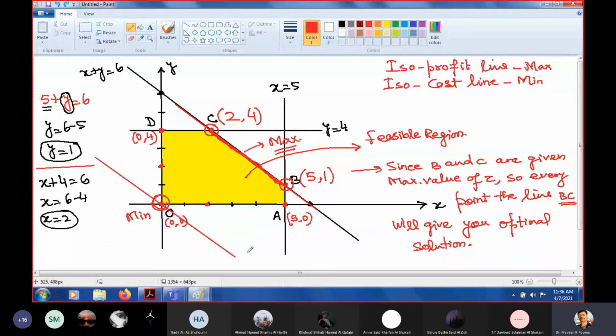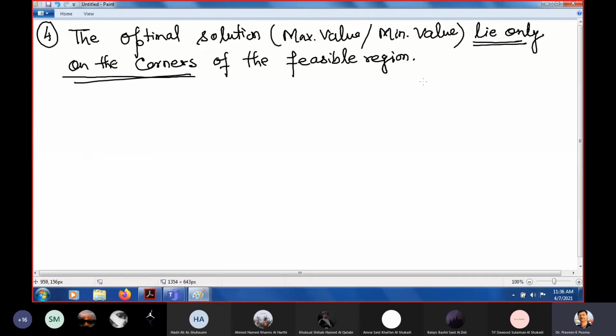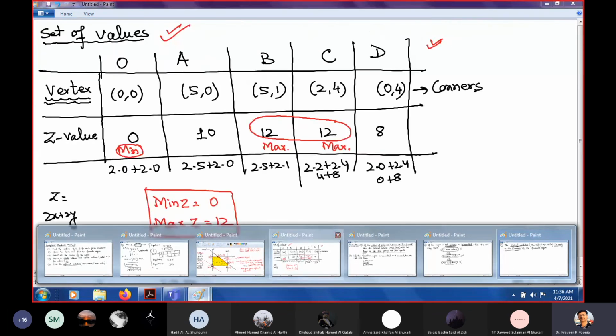You can understand this with this example. I told you, the maximum value or minimum value. You can take any number of points. You take these points and find the value of Z. None of these points will give you the maximum or minimum. Minimum exists on this corner. Maximum exists on this corner as well as this corner. So what is he saying? He is saying in a linear programming problem, the optimal solution, optimal means either maximum value or minimum value, always lies on the corners.